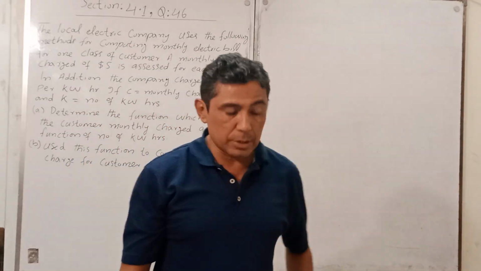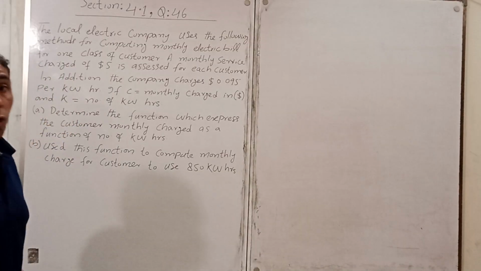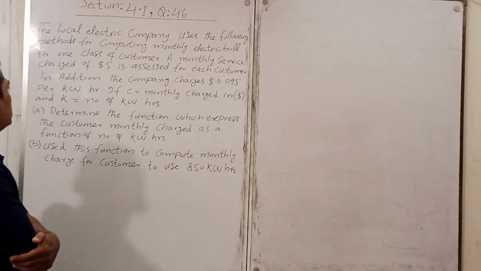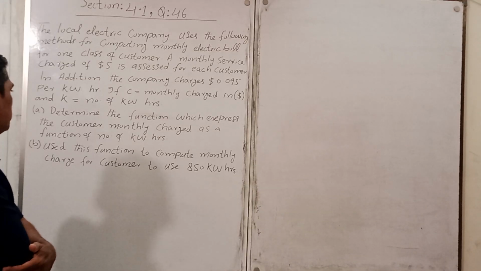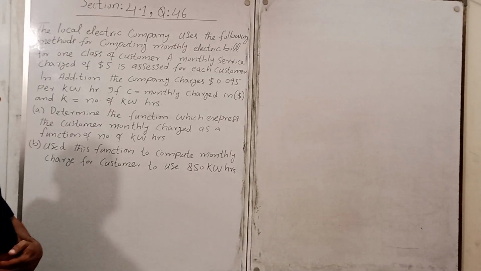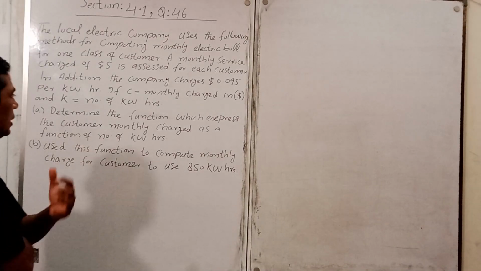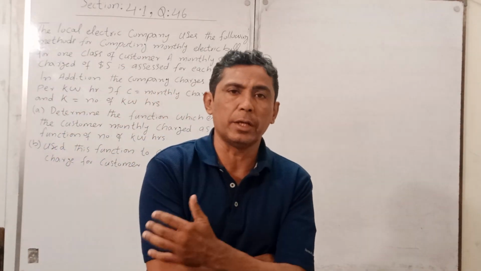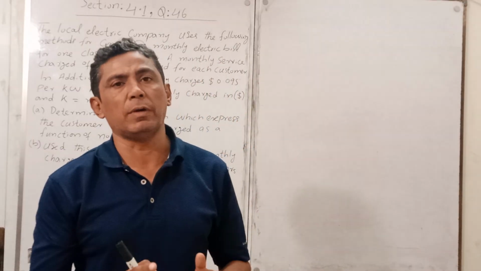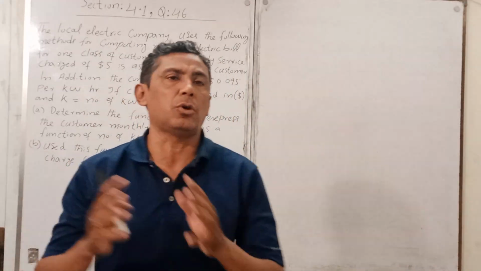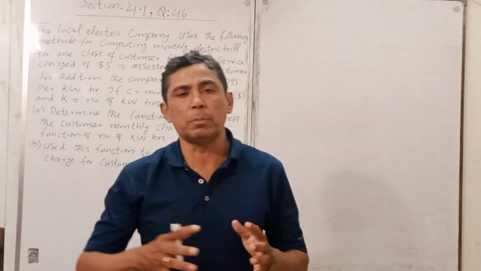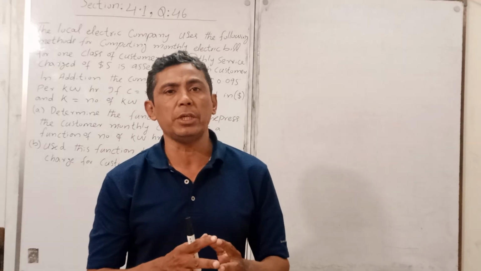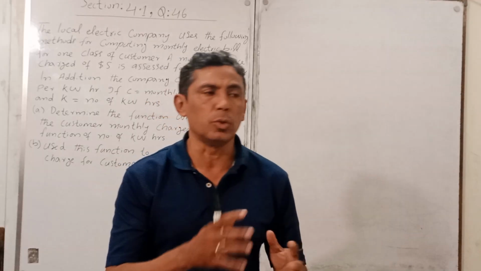Today we have discussions related to section number 4.1, question number 46. This question is related to the linear cost function, and you have to find the linear cost function, and through that linear cost function you have to find the variable cost as well as the total cost or fixed cost. So the objective of this question or this topic is to find the variable cost, fixed cost, and total cost.